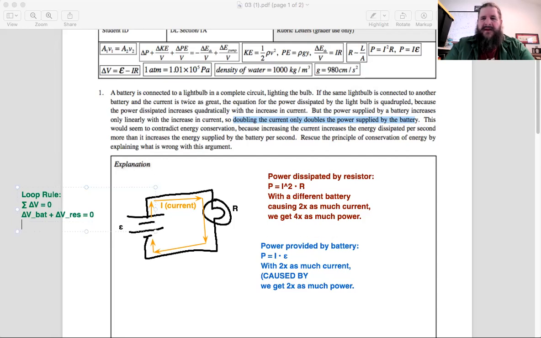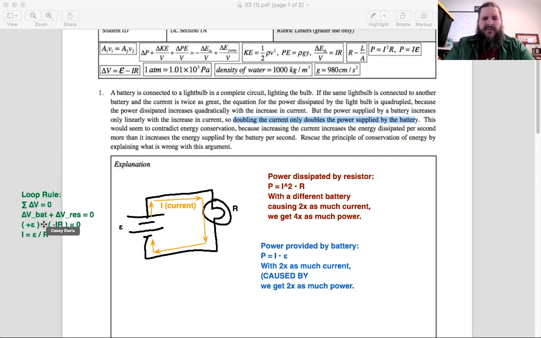What's delta voltage for any battery? Yeah, that's just the plus epsilon. And delta voltage for any resistor? Yeah, negative IR. If we solve that for I, what do you get? Right, epsilon over R. So if you want to get twice as much current by modifying the battery, you get twice as much current by using twice as strong a battery, twice as much epsilon.